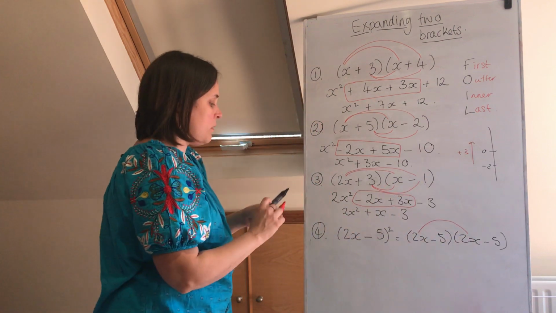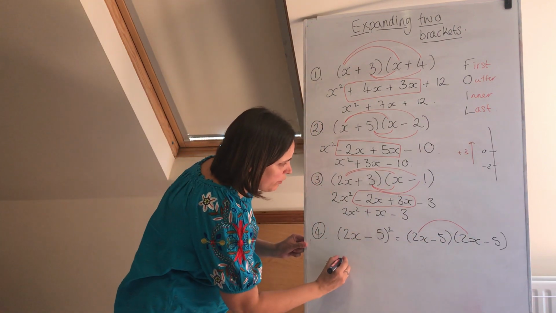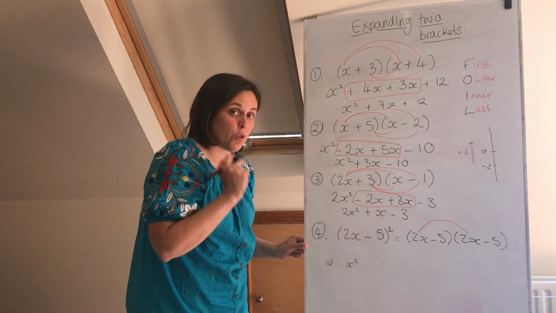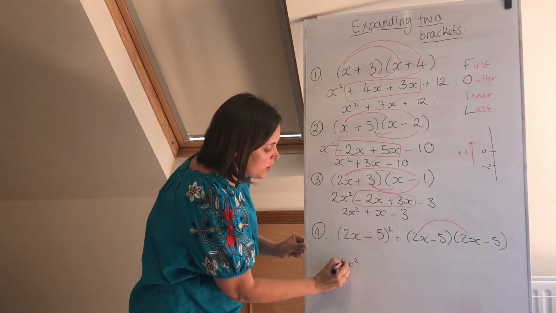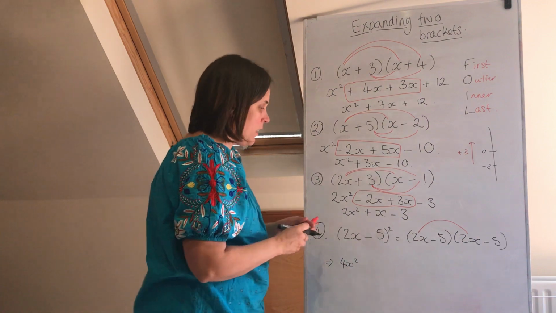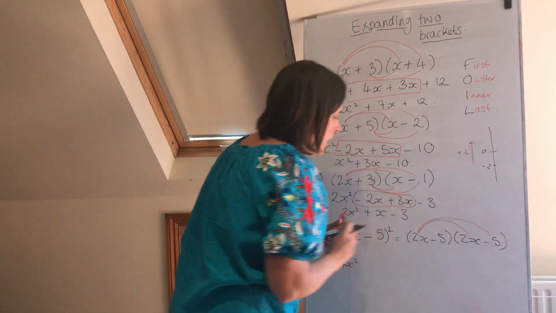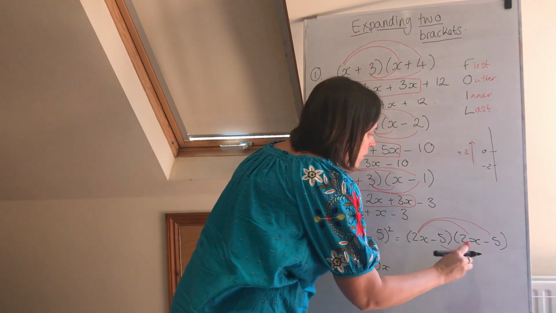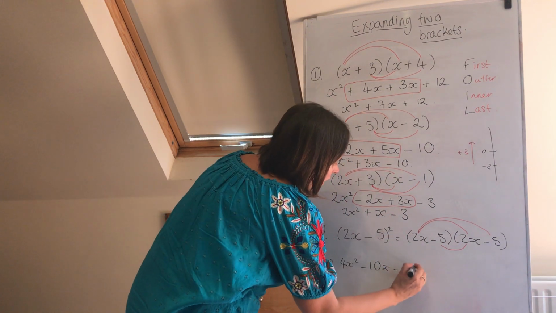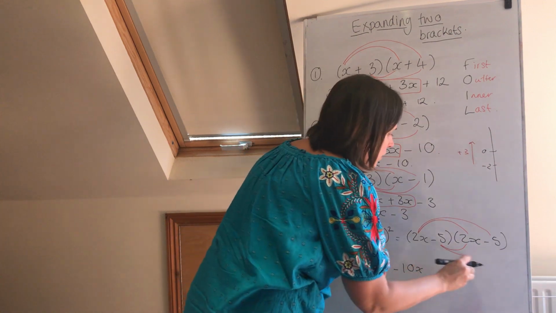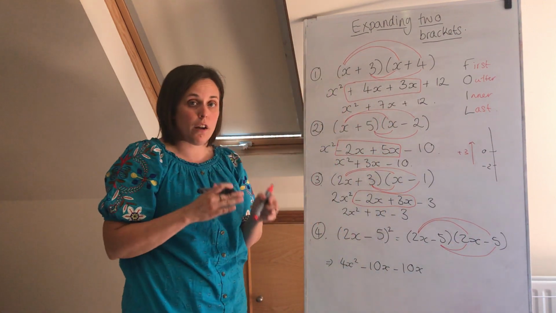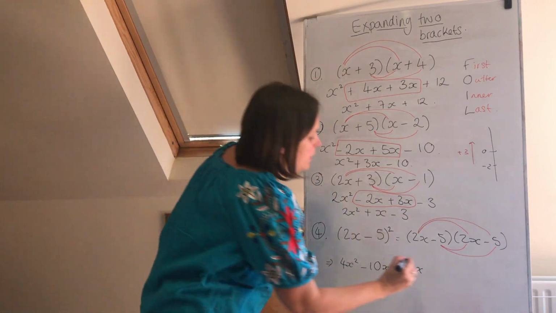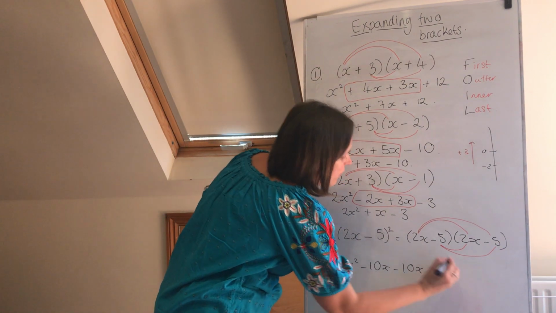So 2x times 2x, if we write it underneath, x times x is going to give you x squared. But this time we've got 2 times 2, which is 4, so don't forget that. Then we do 2x times negative 5, which gives you negative 10x. Negative 5 times 2x is negative 10x again. And a negative 5 times negative 5. 5 times 5 is 25, but a minus times a minus is a plus, so we get plus 25.